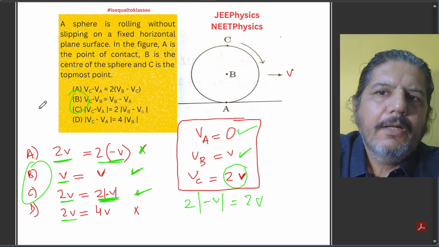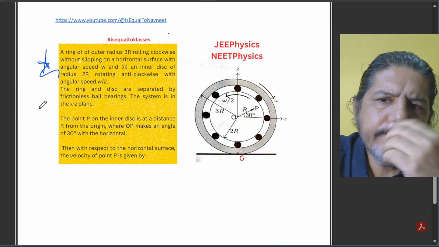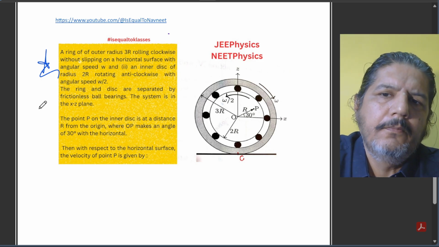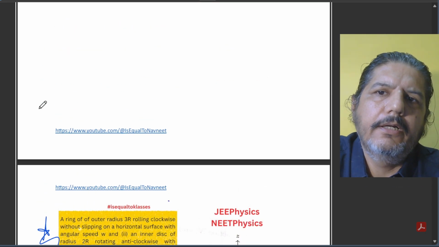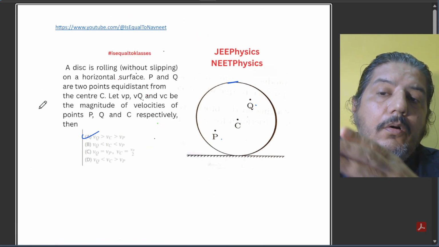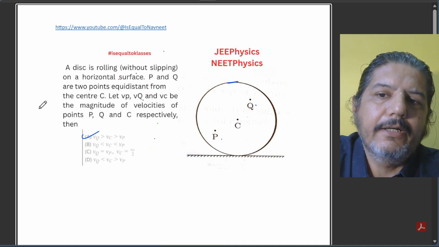So this is a small example I have used to illustrate. Because this numerical will take time, I'll solve this in another lecture. I have also discussed this in a separate lecture. You can have a look at that also.